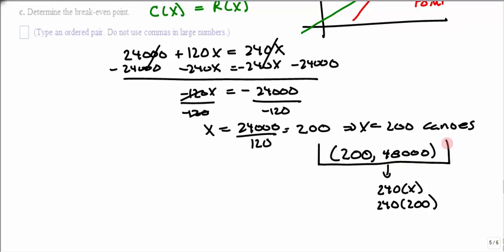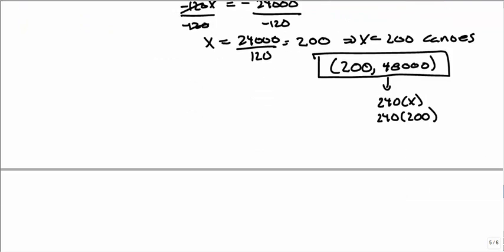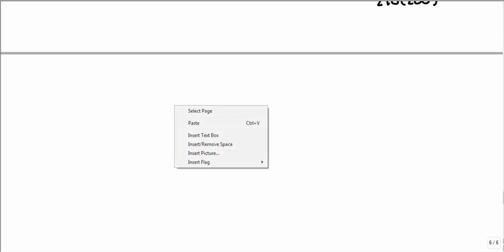So I sell 200 canoes, my cost is 48,000. If I sell 200 canoes, I bring in $48,000. And so I've covered all the costs of doing business. Now we want to know, what does this break-even number mean? They give us several options to choose from in order to interpret this break-even number.